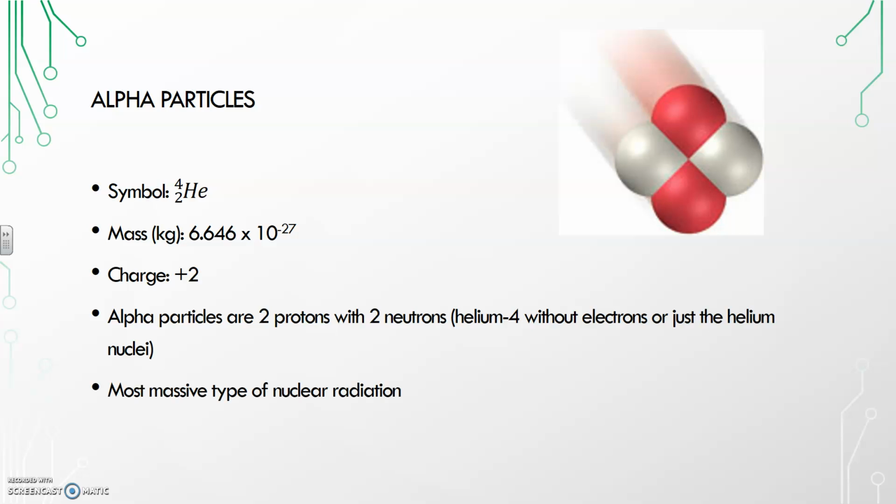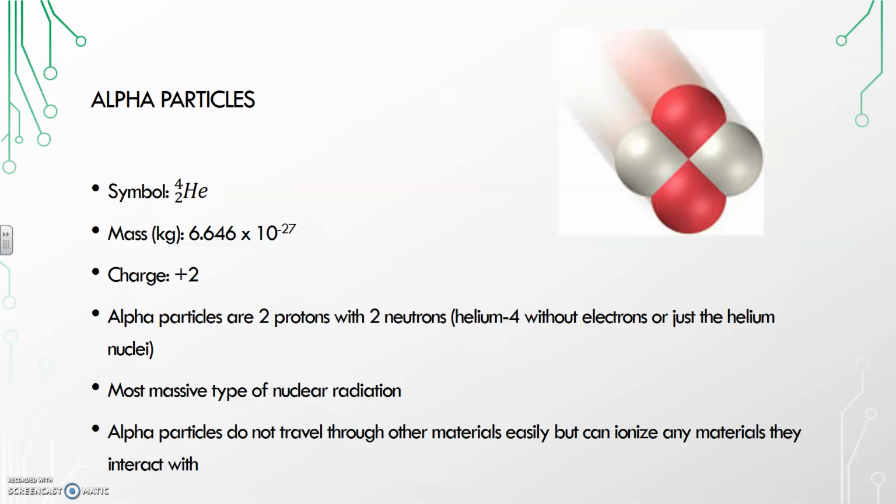It is the most massive type of nuclear radiation, so it is the largest, and it also has the most mass. And they don't travel through other materials easily, simply because of how large they are, but they can ionize any materials they interact with. So with those positive charges, it can start pulling electrons off of different things that it bounces off of, which would create a negative charge on the material that it interacts with.